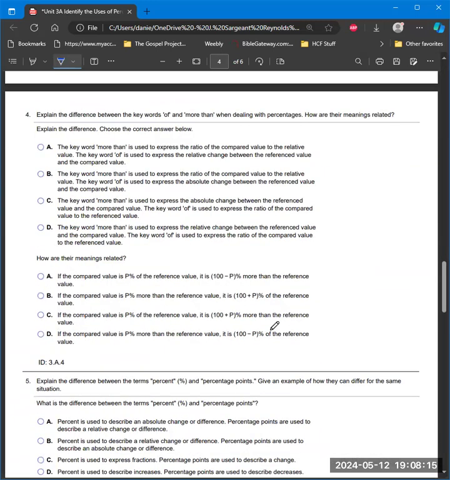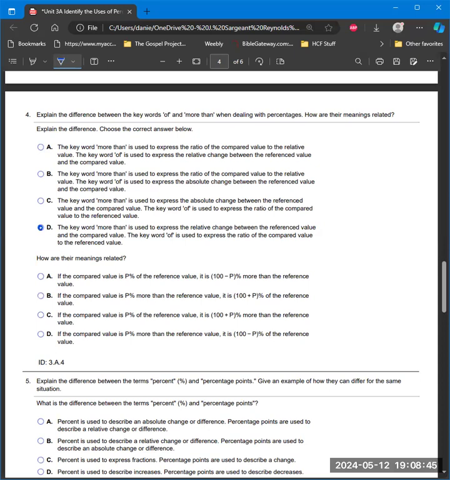Explain the difference between the keyword of and the keyword more than when dealing with percentages, and how their meanings are related. The keyword more than is used to express the relative change between the reference value and the compared value. The keyword of is used to express the ratio of the compared value to the reference value. So that's D.